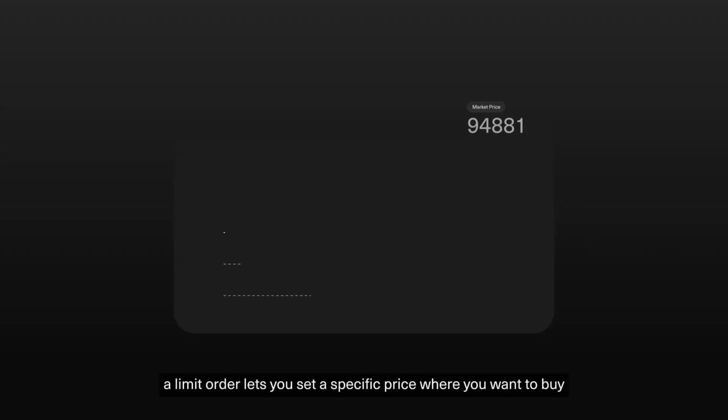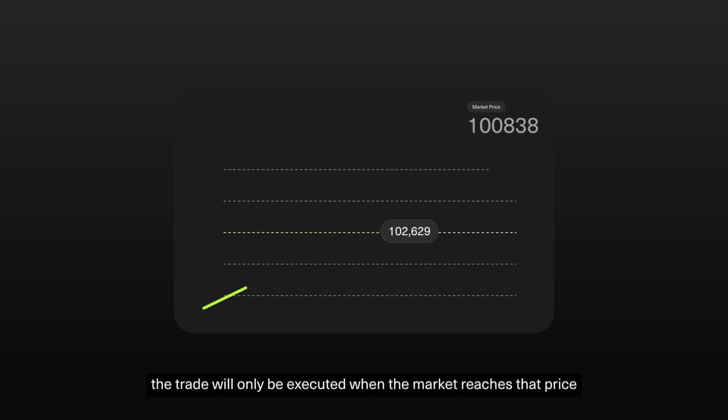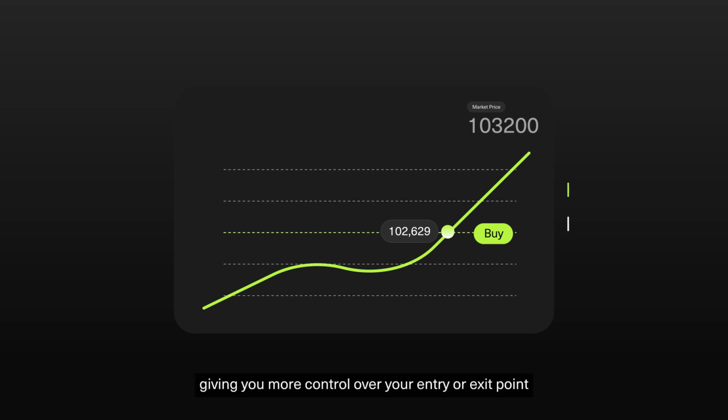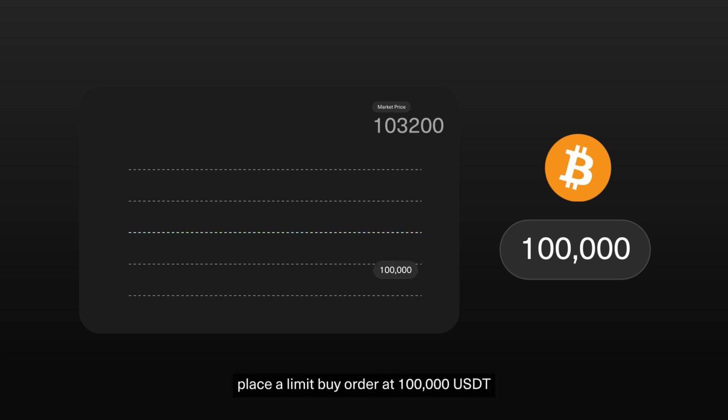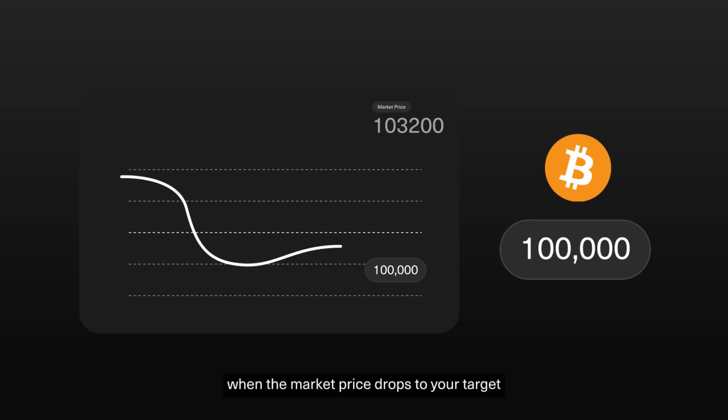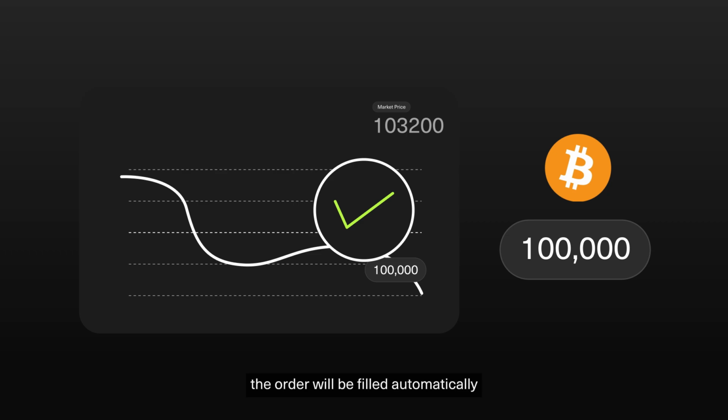A limit order lets you set a specific price where you want to buy or sell. The trade will only be executed when the market reaches that price, giving you more control over your entry or exit point. Example: if BTC is trading at 132,000 USDT and you want to buy it at 100,000 USDT, place a limit buy order at 100,000 USDT. When the market price drops to your target, the order will be filled automatically.